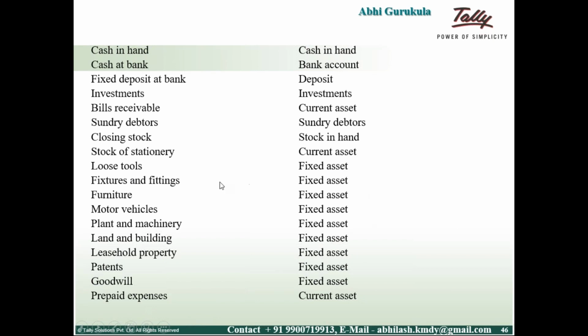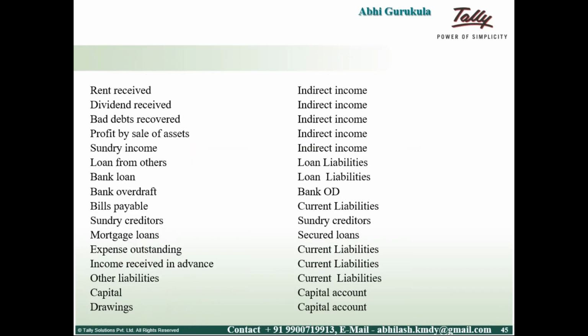Okay, these are the fixed assets: fixtures and fittings, furniture, motor vehicles, plant and machinery, land and building, lease properties, patents and goodwill. These are the fixed assets. If you know the fixed assets, we can get the right results. And next one is current assets. Prepaid expenses is a current asset.